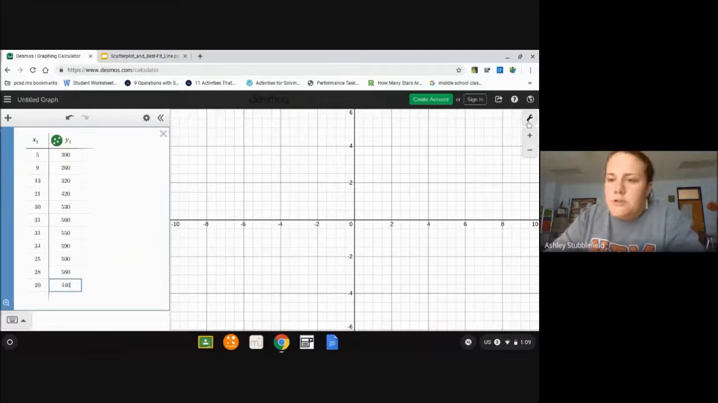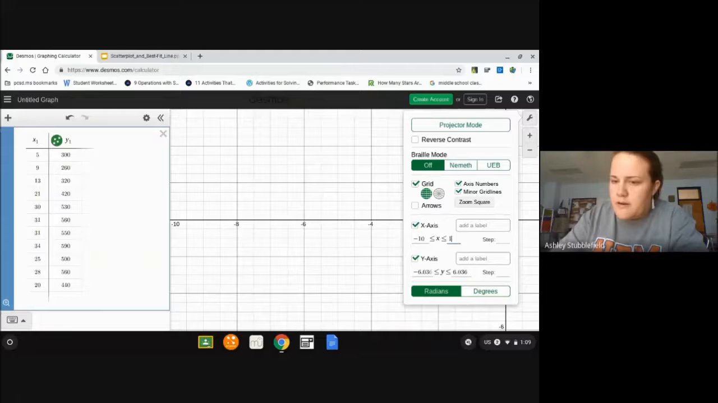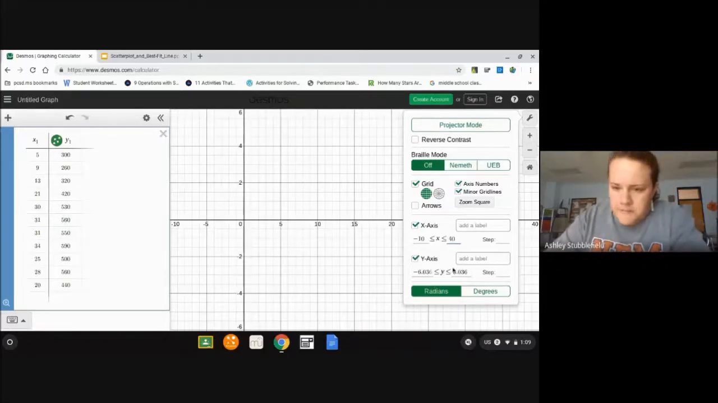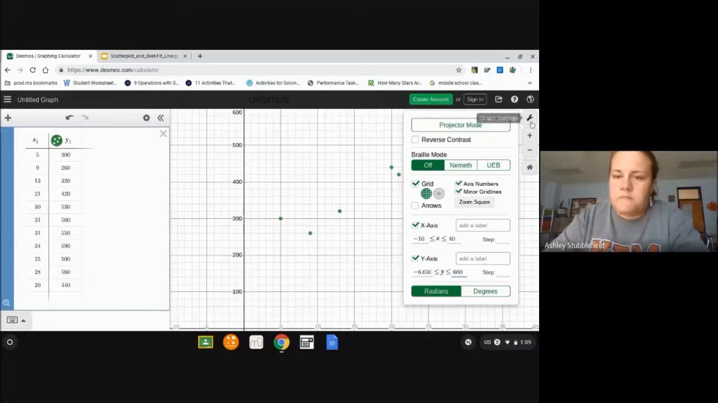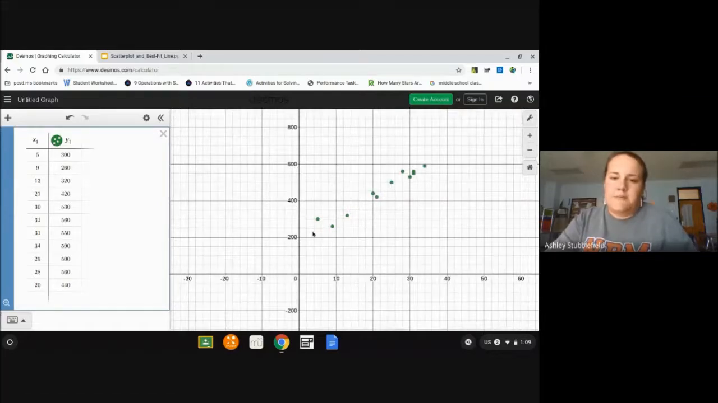And then I'm going to click on the toolbar over here, and I'm going to change the parameters for my X and my Y axis, since our numbers are a little bit bigger. The fat grams start at 5 and they go up to 34, so I'm going to go up to 40. And our y values go up to close to 600, so I'm going to stop it at 600. Okay, so that's how you make a scatter plot using Desmos.